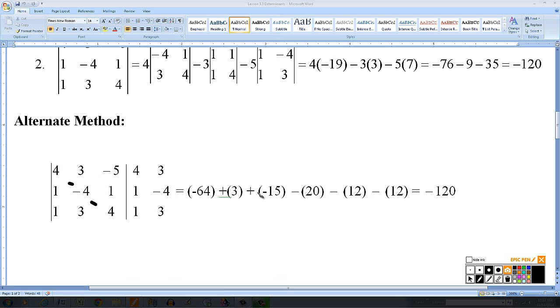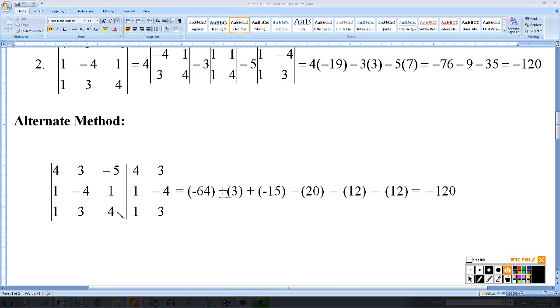And then we start in the lower left corner here, and we multiply out the diagonals this way. So 1 times negative 4 times negative 5, that's 20, and these are subtracted. And then go to the next one, 3 times 1 times 4, that's 12, and it's subtracted. So we have a minus 12. And then the last one, 4 times 1 times 3, that's 12.